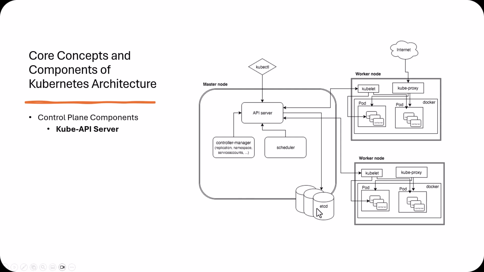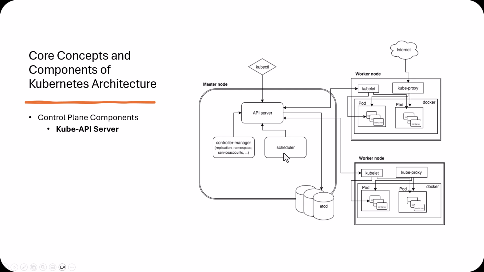And what is etcd? Etcd is a consistent and highly available key value store used as Kubernetes' backing store for all cluster data. So this is a key value store, which is highly available as a backing store. Now, if your Kubernetes cluster uses etcd as its backing store, make sure you have a backup plan for that data.